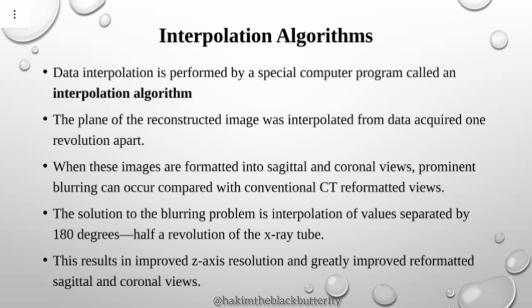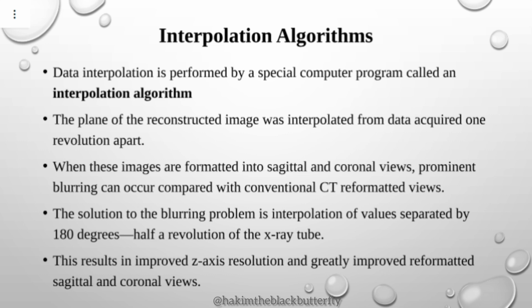When these images are formatted into sagittal and coronal views, prominent blurring can occur compared with conventional CT reformatted images. If interpolation is not done and you reconstruct images in coronal and sagittal, there will be prominent blurring of these images.